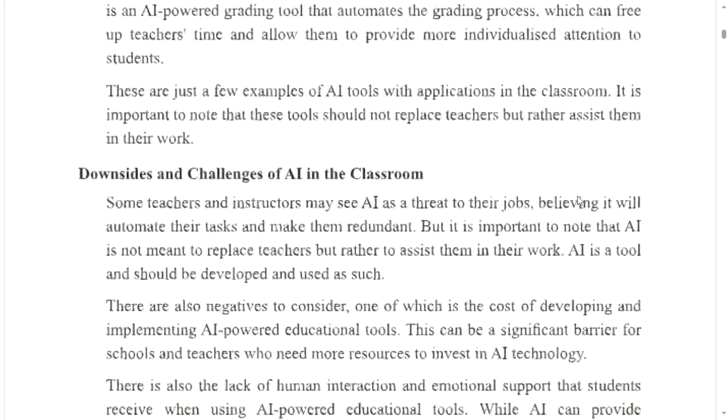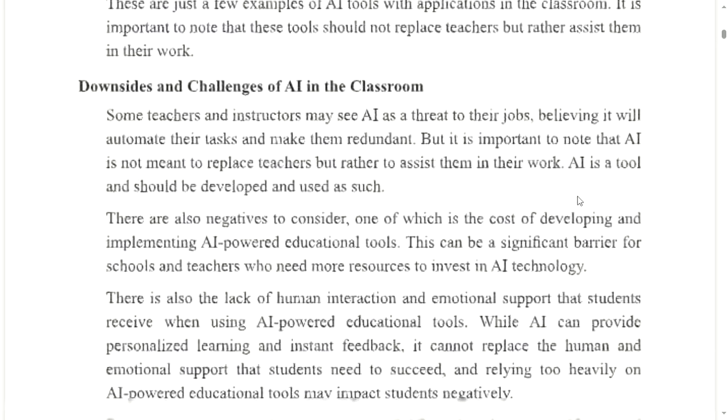There is also the lack of human interaction and emotional support that students receive when using AI-powered educational tools. While AI can provide personalized learning and instant feedback, it cannot replace the human and emotional support that students need to succeed. And relying too heavily on AI-powered educational tools may impact students negatively.